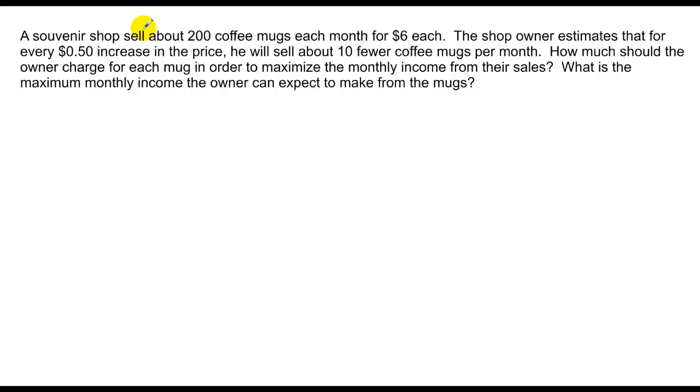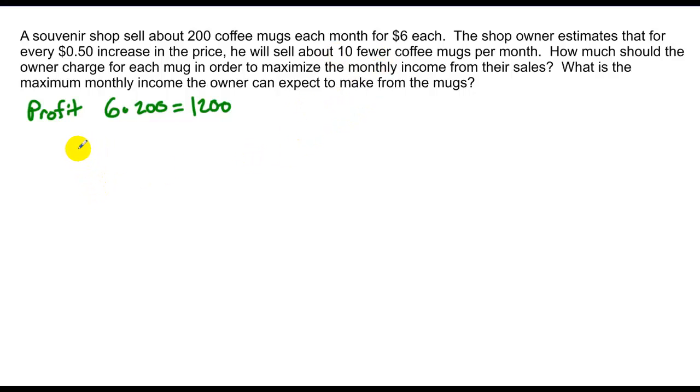First of all, if the guy's going to make money, he charges $6 for each mug. So therefore, his profit is calculated by taking the cash times every mug. So we know this guy's initially making $1,200. But he says, hey, if I increase what I charge, maybe I can make some more money, although I know I'm going to sell some fewer mugs.